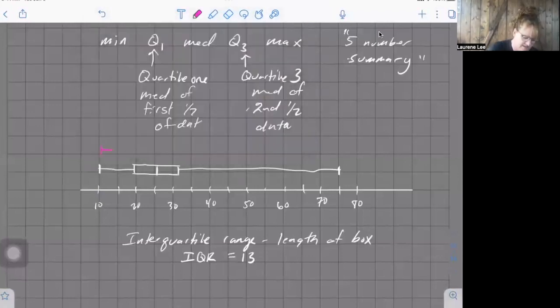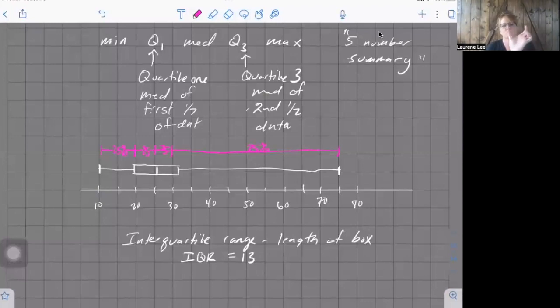25% of the data is in the first whisker right there. The next 25% of the data is in the first half of the box. The second half of the box is the next 25%, and the last whisker is the third 25%. Now, what does this tell us?